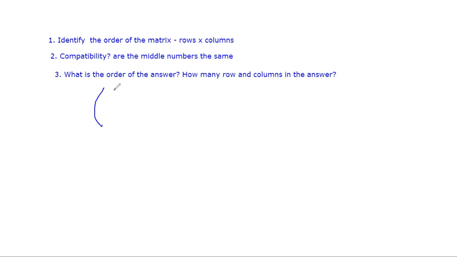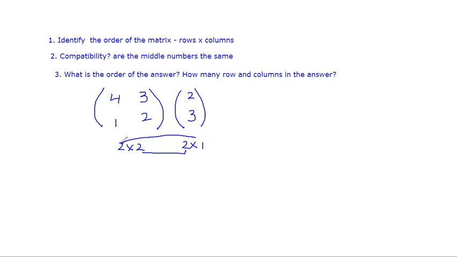I did a matrix like this, 4 by 3 by 1 by 2, and then I multiplied by the same example that I did before, 2 by 3, right? I know this is a 2 by 2 matrix. I know this is a 2 by 1. My middle numbers are the same, so that's good, right? And then my answer is going to have the order 2 by 1 matrix.